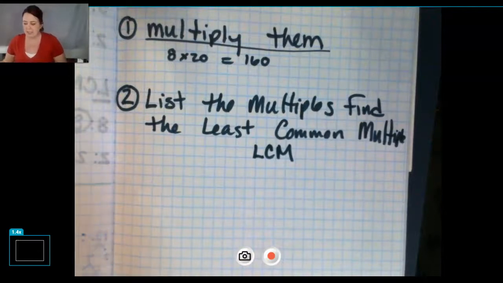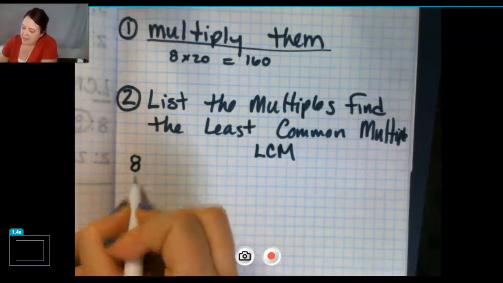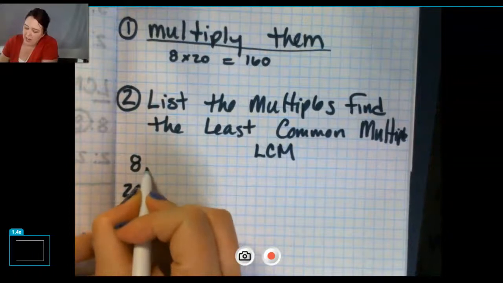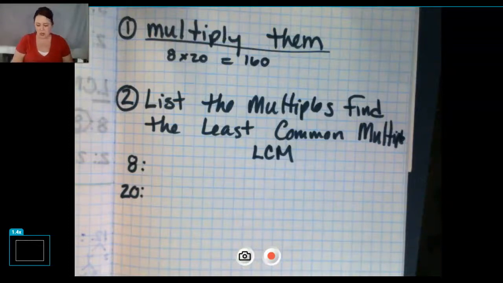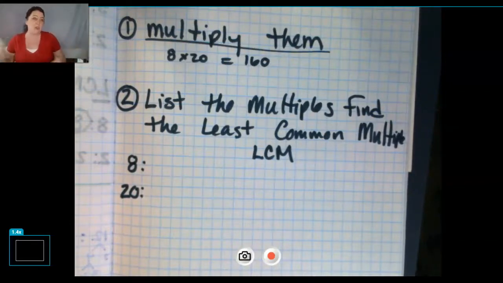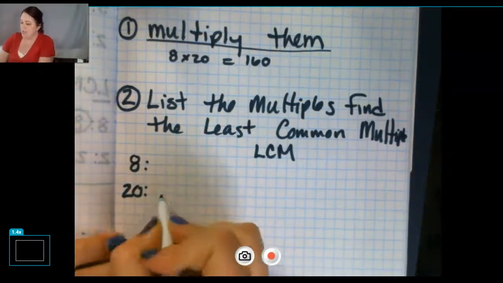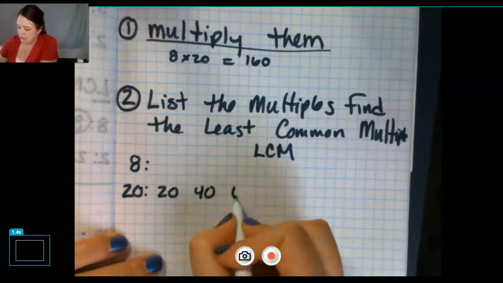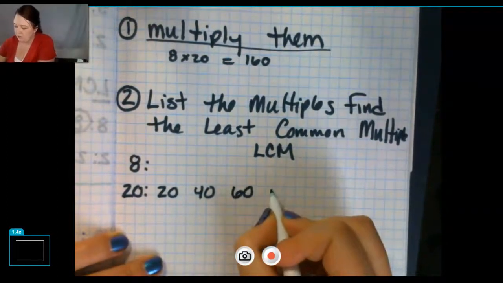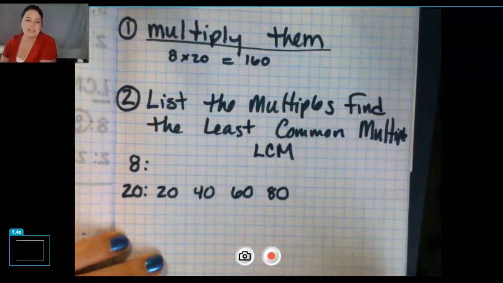All right, so what does that look like? I have 8 and I have 20. I always list the larger number first, because theoretically I'm going to need fewer of the larger ones than the smaller ones, since I take bigger jumps, right? So 20, 40. That's 20 times 1, times 2, and I'll stop there.